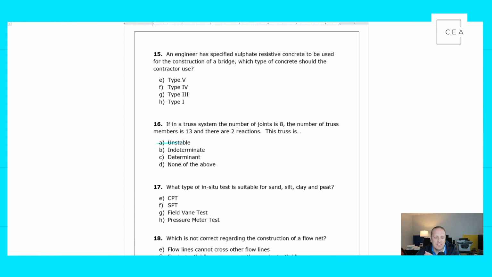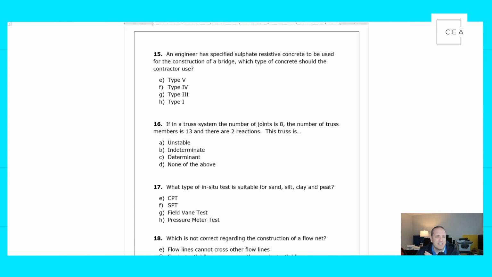So unstable was answer A. So good question. You'll need to brush up on your structures and how to determine an indeterminate structure, but something to definitely brush up and keep in mind on this one. All right, let's talk about one last one.